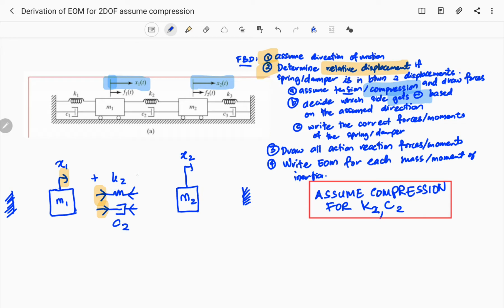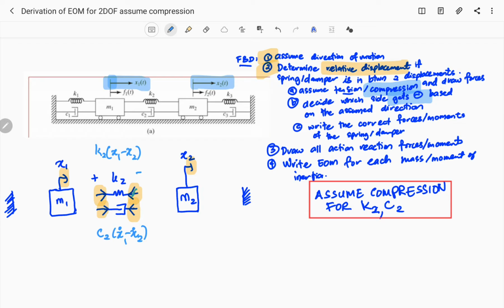Whereas this side, x1 will get positive. So this side, basically, this side is opposite than x2, so that means it will get negative. So if you want to write the forces here for K2, the side that is x1 is positive and the side that is on the x2 side is negative. So you're going to get x2 minus x1. Same as for C2, if you want to write the forces, you get C2 x dot 1 minus x dot 2.